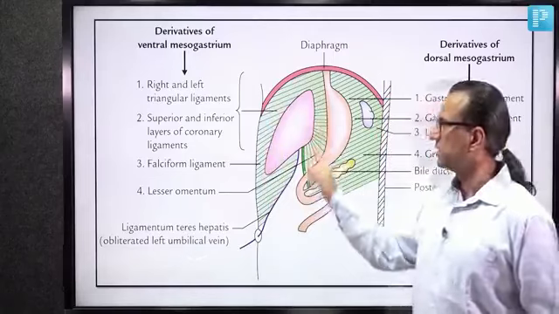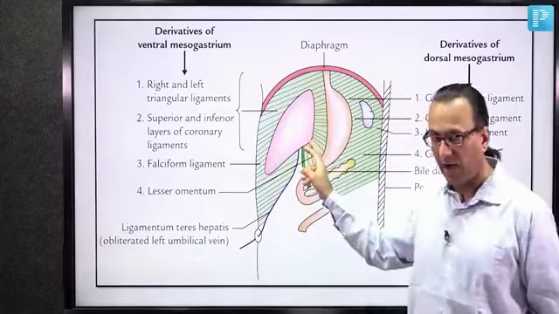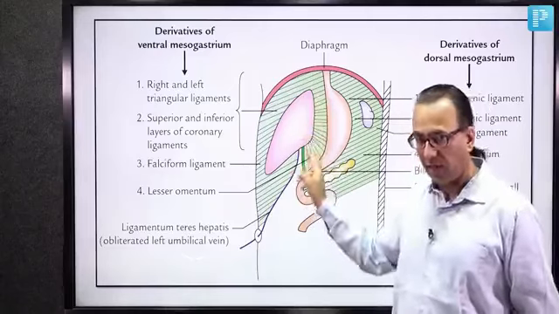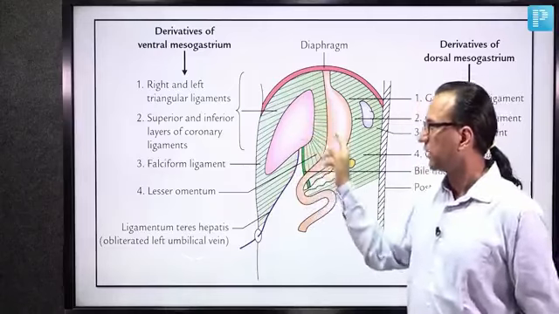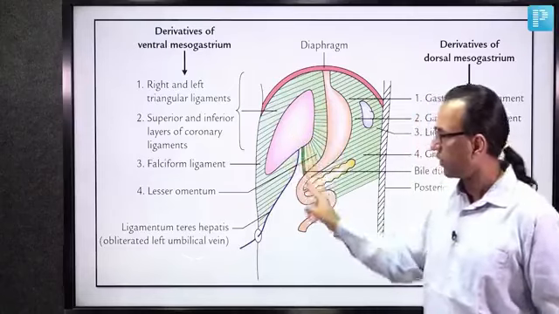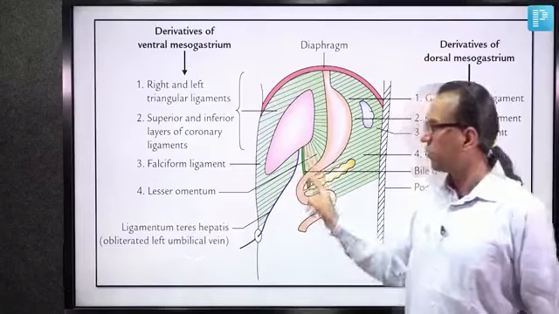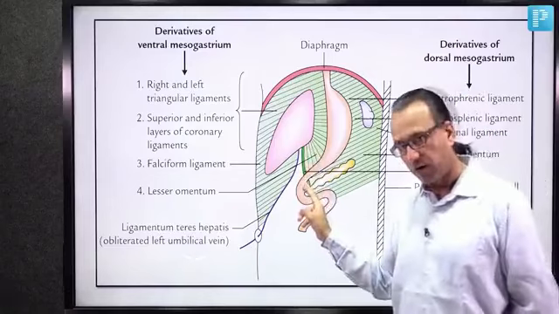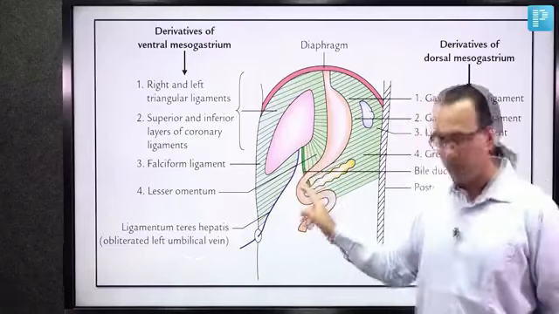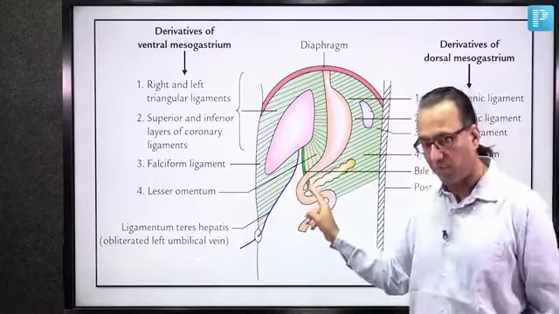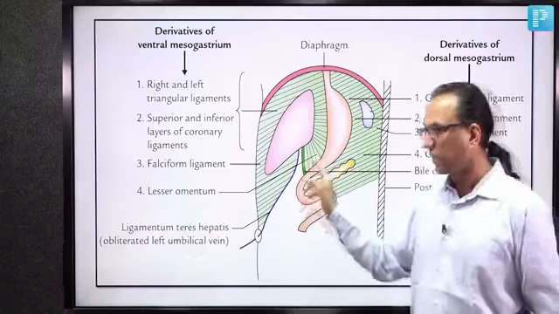This lesser omentum is attaching to the porta hepatis of the liver, and it has two parts. One part is called the hepatogastric ligament, attaching to the lesser curvature of the stomach, and the other part is called the hepatoduodenal ligament, attaching to the first part of the duodenum. It is the hepatoduodenal ligament part of the lesser omentum containing the DAV structures. D for duct, the bile duct, A for artery, the hepatic artery, and V for vein, the portal vein. We'll talk about the DAV structures once again.